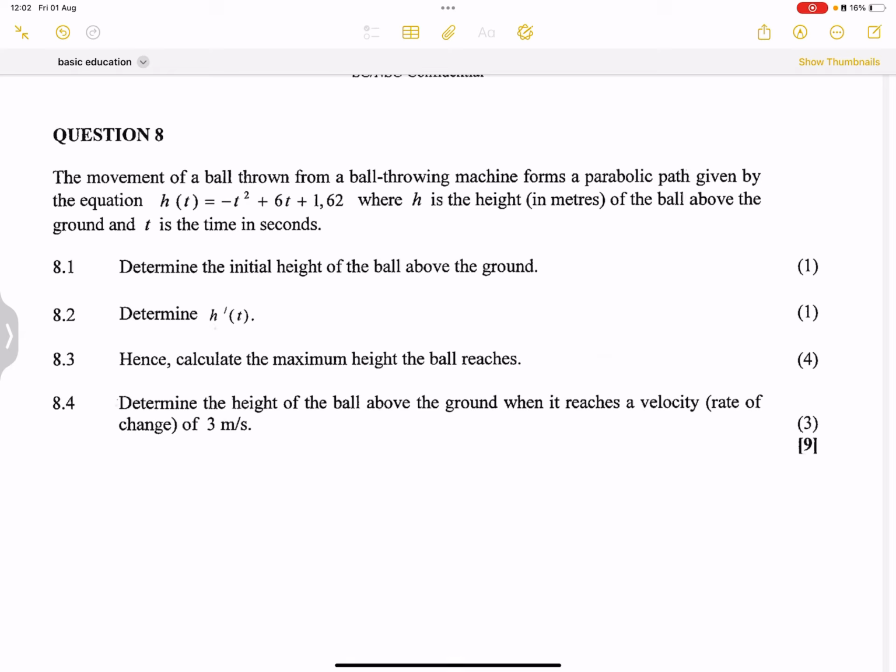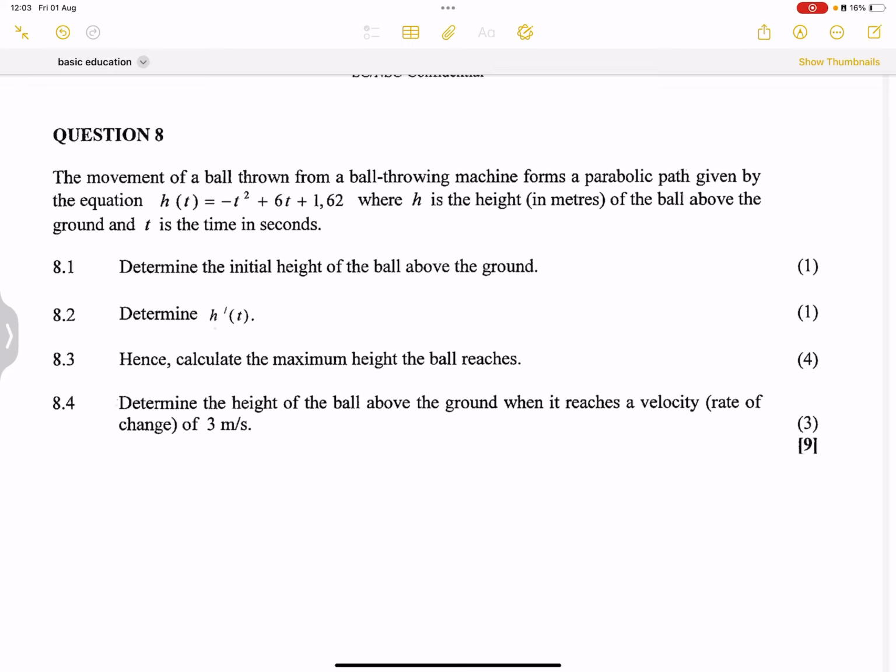Right, so let's quickly have a look at the question. They say the movement of a ball thrown from a ball throwing machine forms a parabolic path given by the equation h of t, which is minus t squared plus 6t plus 1.62, where h is the height in meters of the ball above the ground, and t is the time in seconds.